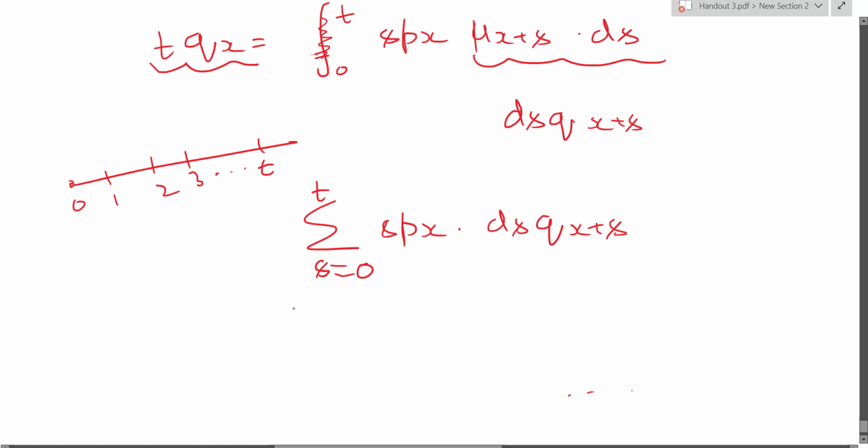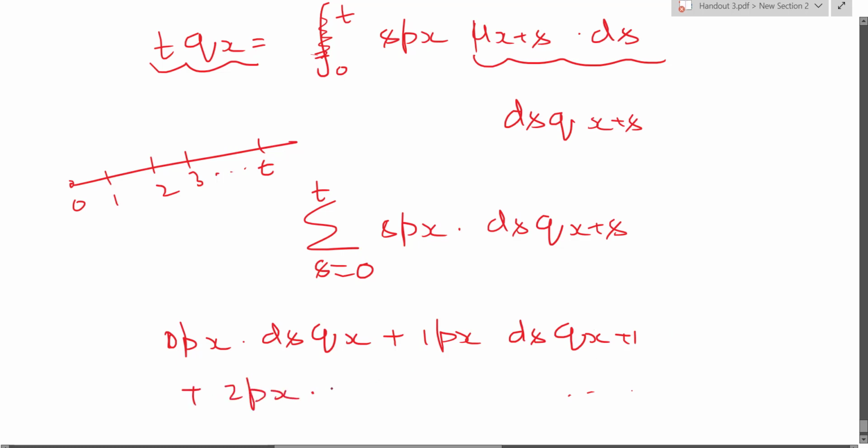We are saying, if I expand this, this is 0 p x dsq x plus 0, okay, plus 1 p x dsq x plus 1, plus 2 p x dsq x plus 2, all the way up till t p x dsq x plus t. So this is now very intuitive.